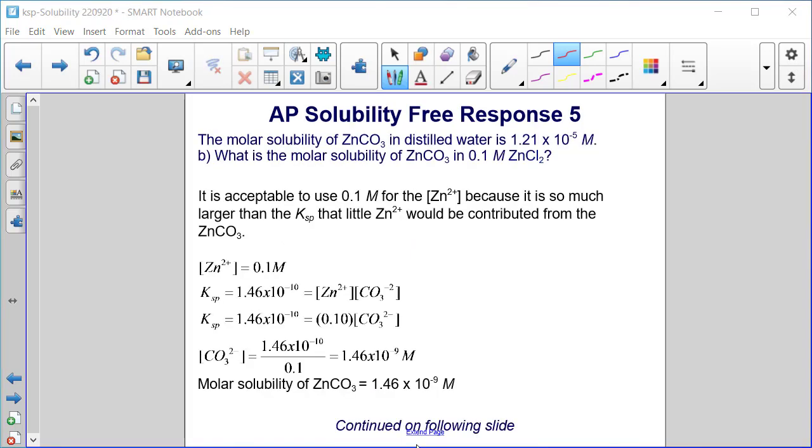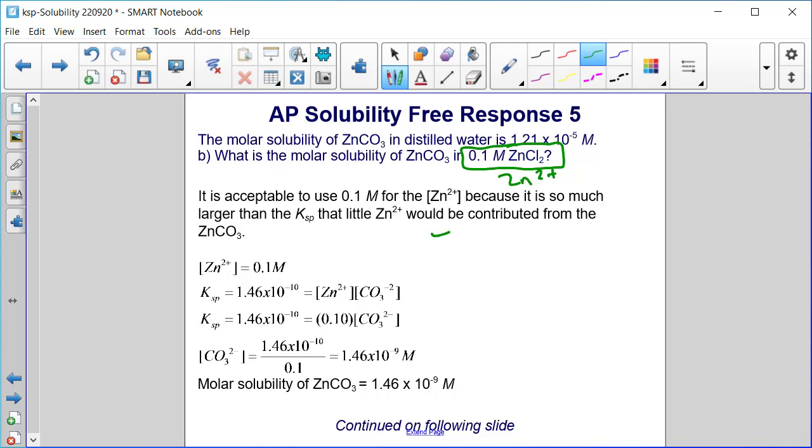B, what is the molar solubility of zinc carbonate in 0.1 molar zinc chloride? So at equilibrium, we're not in distilled water anymore, right? We're in a solution that has a common ion. That common ion is the zinc ion. And at equilibrium, the zinc ion concentration will be 0.1. And we can use that 0.1 at equilibrium because it's so much larger than the Ksp value that we found on the previous slide. That little zinc would be contributed from the zinc carbonate.